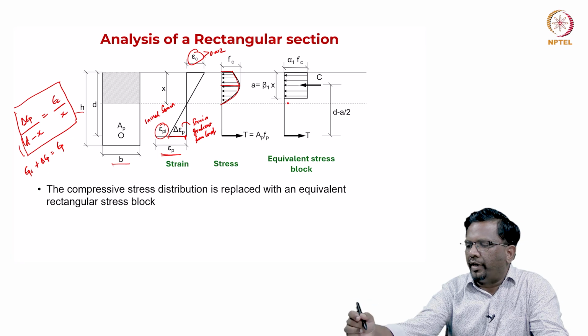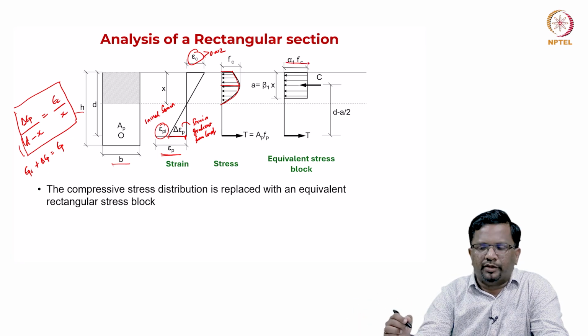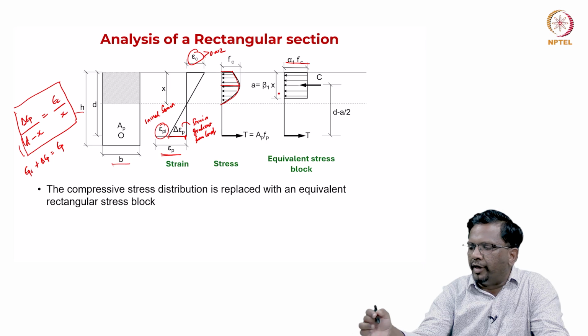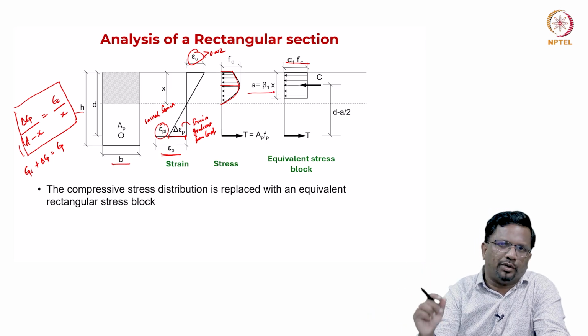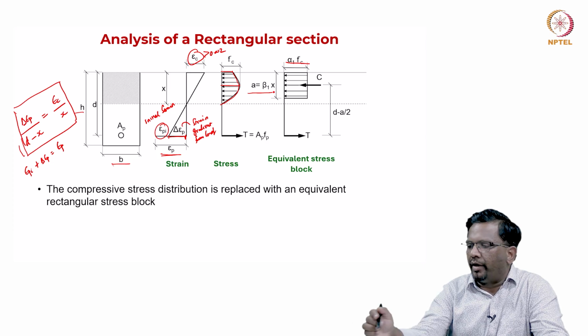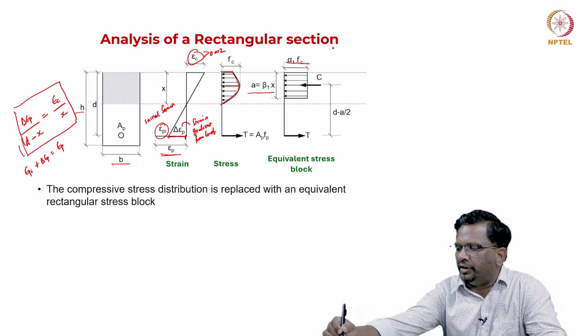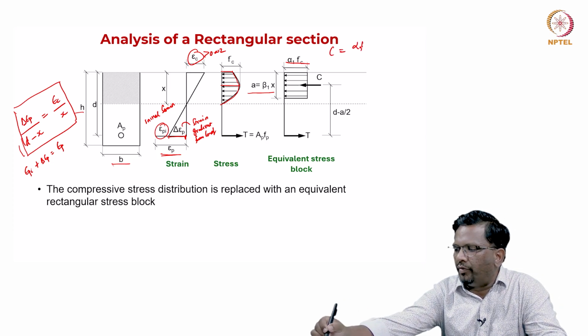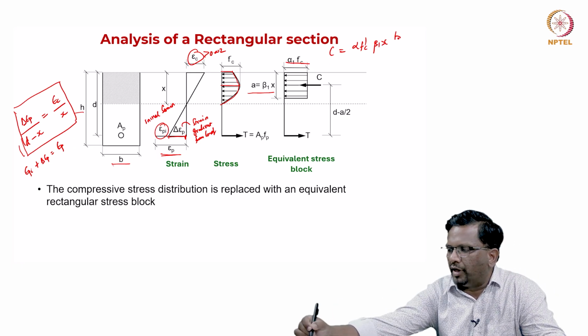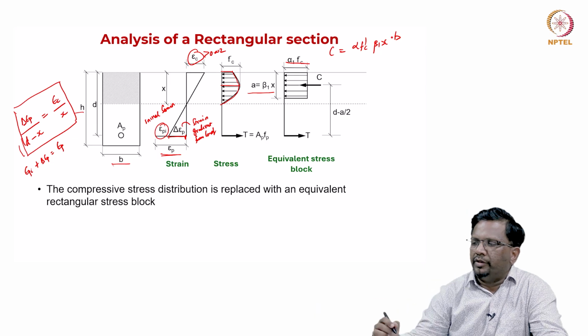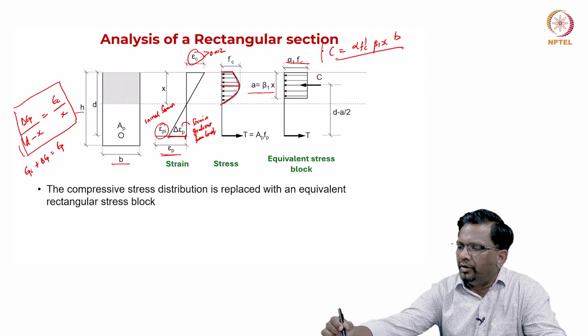So, he defined the maximum stress to be alpha 1 into f prime c, and the depth of this block is going to be equal to beta 1 into x, where x is your neutral axis depth. Now, we know that this C is going to be alpha 1 f prime c beta 1 into x. If it is a rectangular section, then I have to multiply with width. So, this is going to be your compression force, right.